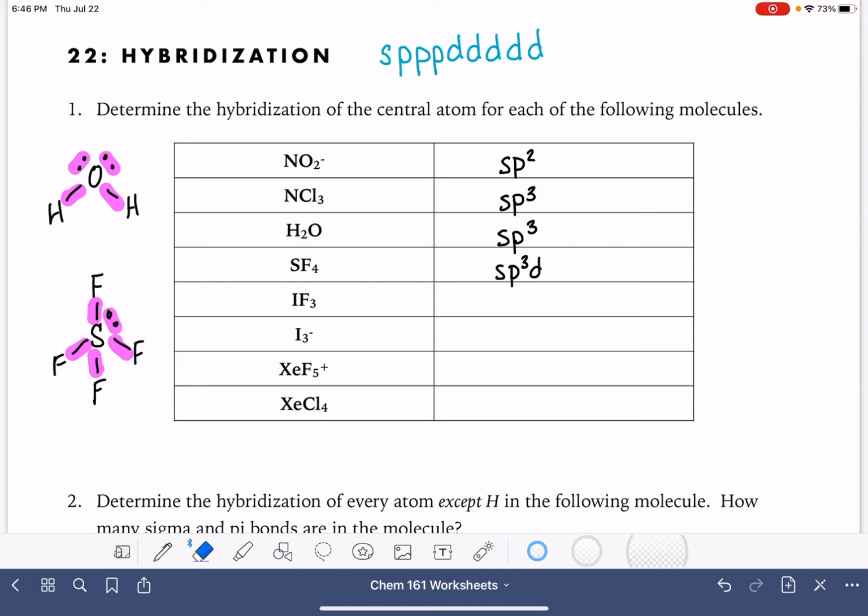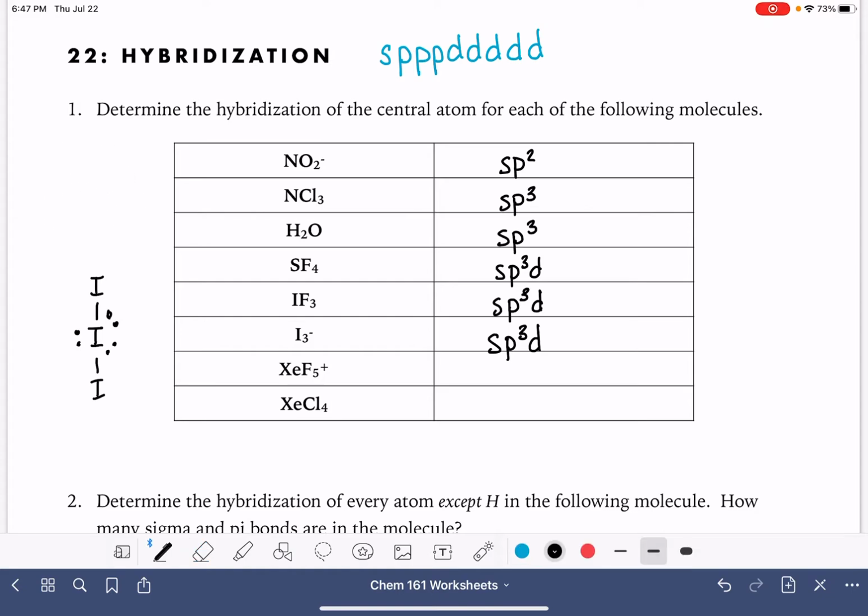For IF3, I'm just going to get rid of a little bit of this. For IF3, it looks like this. And we've got 1, 2, 3, 4, 5 areas of electrons, which means we need 5 orbitals, sp3d. And for I3 minus, that molecule looks like this. Again, that's another 1, 2, 3, 4, 5 areas of electrons. It's another sp3d hybrid.